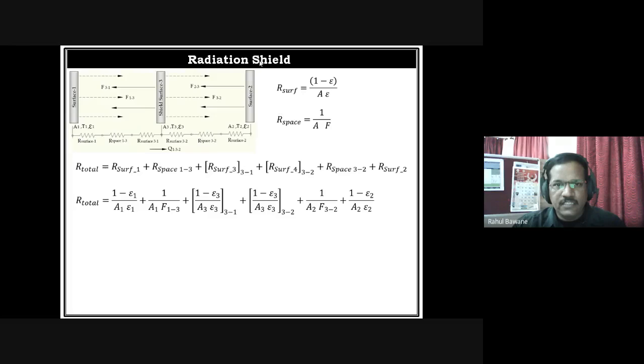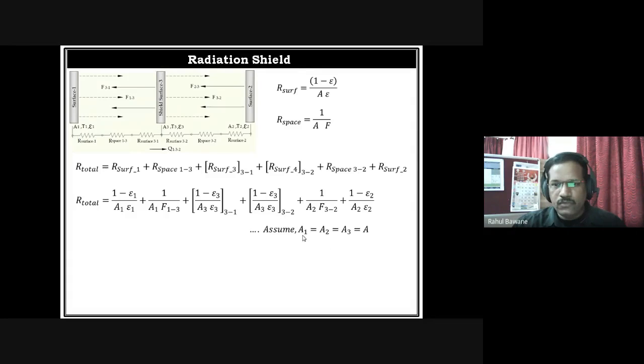And in this case especially, we have to assume that all shields have the same area. So you can replace this also: area A2, or you may say area A3, shape factor 3 to 2, plus (1 minus emissivity 2) divided by (A2, emissivity 2). This is the surface resistance of surface 2. Now all these are the resistances. All surfaces are parallel, so definitely the shield has the same surface area as surfaces 1 and 2.